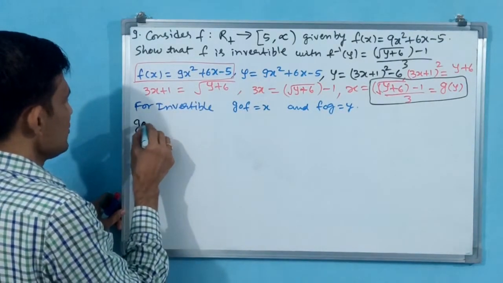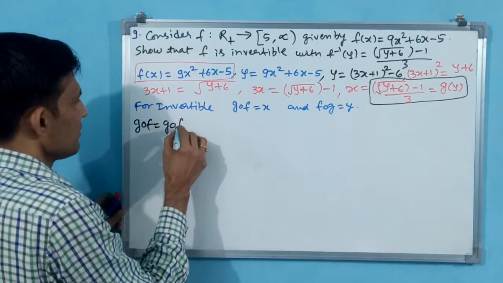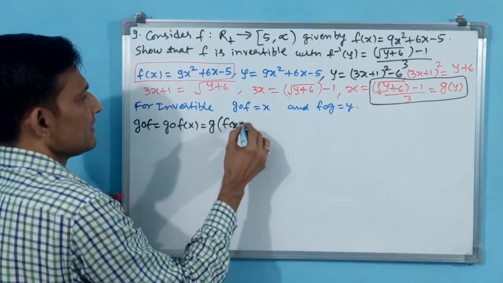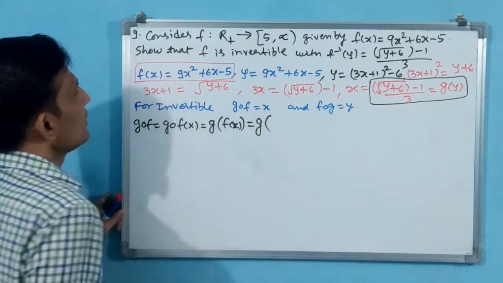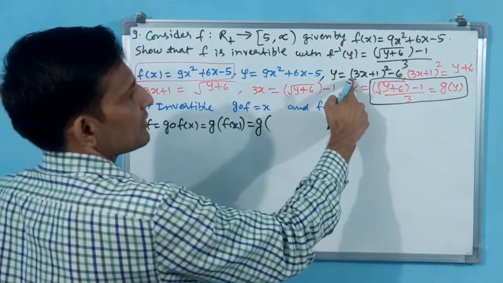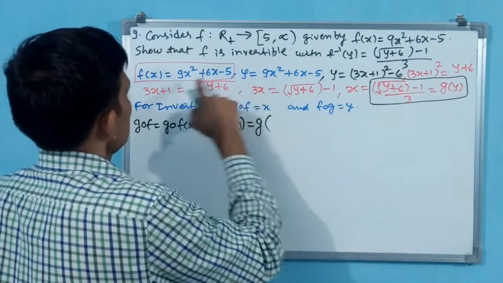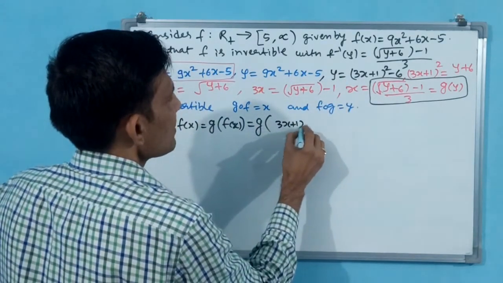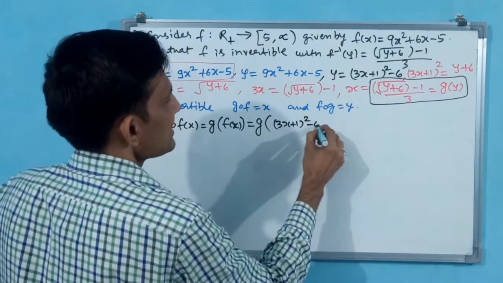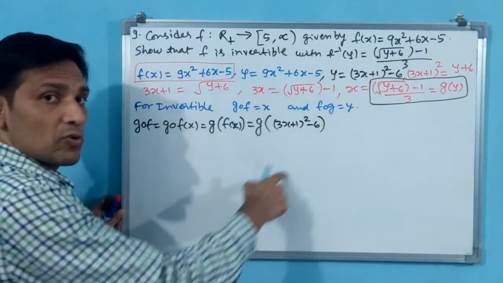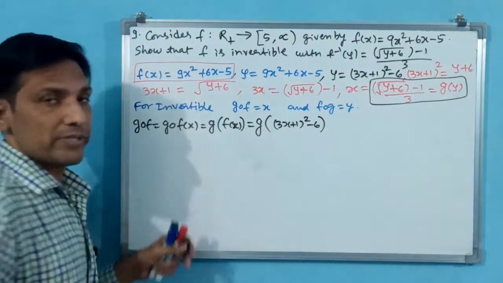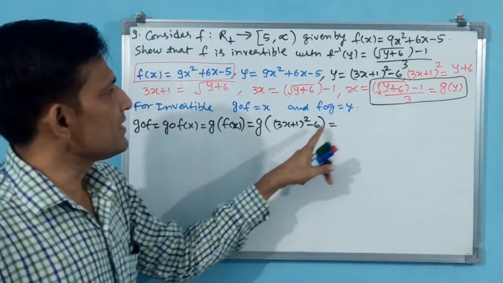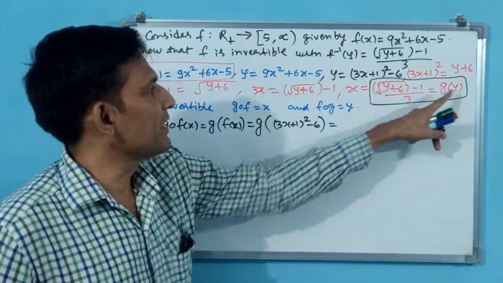Okay. First one, GOF is equal to GOF of x is equal to g of f of x. Now you write this one. Why? f of x is equal to y, which is (3x plus 1) whole square minus 6. This entire thing you have to write, or else you are not going to get it. Now this entire thing is going to become y, g of y.